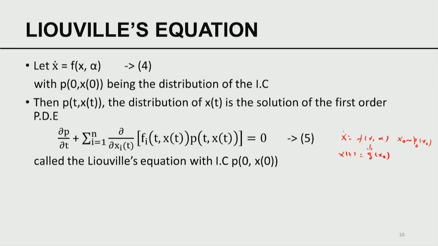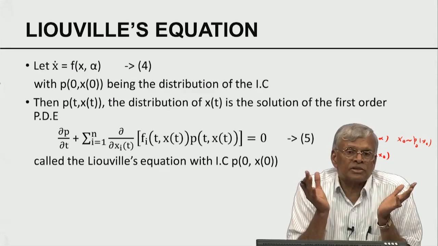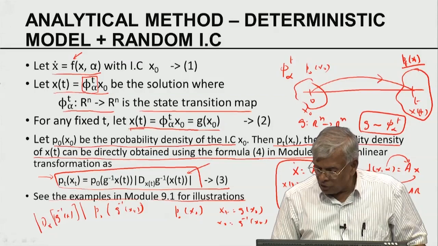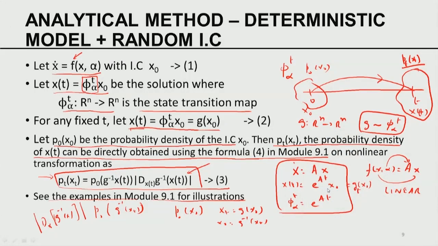Now I would like to reflect on that. Linear systems we can solve perfectly, because x dot is equal to ax is a linear system. In the case of a linear system, the solution is always given by x of t is equal to e to the power of a t times x naught. So for all linear systems, this formula is extremely useful and simple. But there are very few nonlinear systems for which we know the g. Please remember, the expression in 3 is conditioned on knowing g. So if g is not known, 3 is not useful.